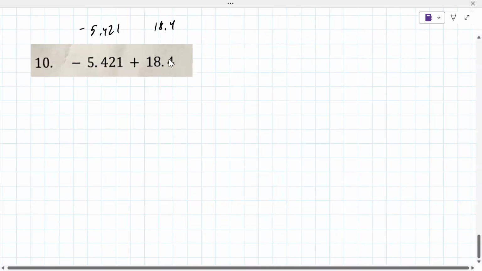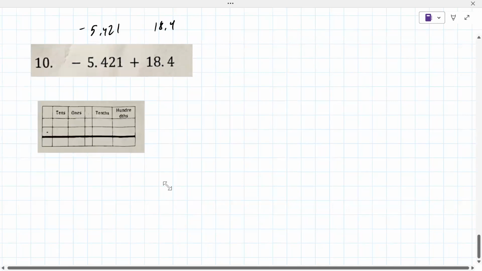Well, positive because it's different sign. Okay, it can be positive or negative when they're opposite sign. It depends which is further from zero. So which is further from zero, negative 5.421 or 18.4? 18.4. So that's why it's positive. Then you subtract the numbers.